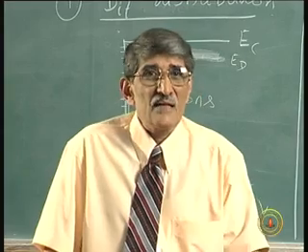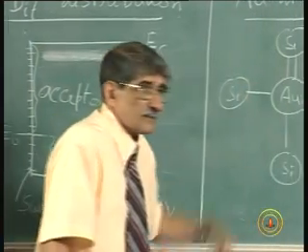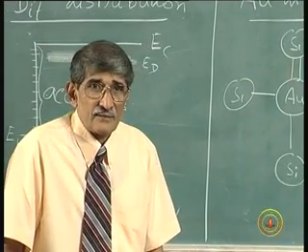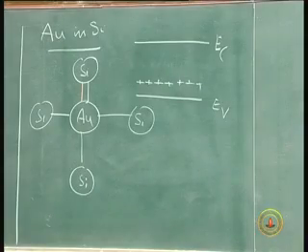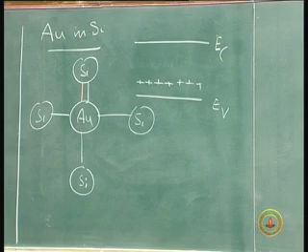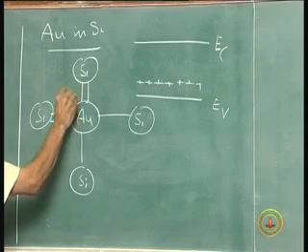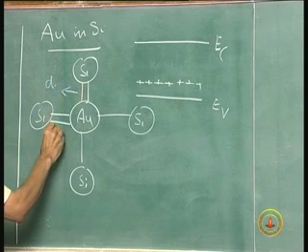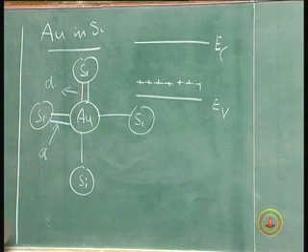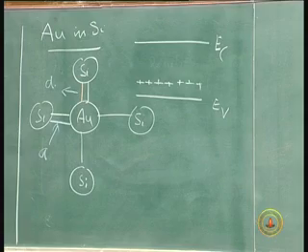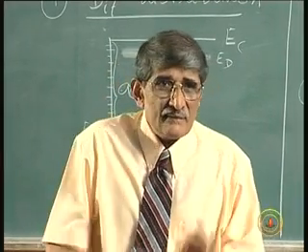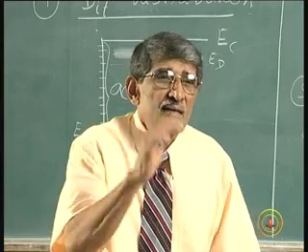Now, there is a chance that instead of donating, it may find it easier to accept an electron. Supposing it accepts an electron, what happens? This is the donor, and instead of donating, it accepts an electron. That is another way. And when it accepts an electron, where will I put the energy level in the diagram? Corresponding to that, there is a level. When you say there is an acceptor level, you must be able to locate it in the energy band diagram.